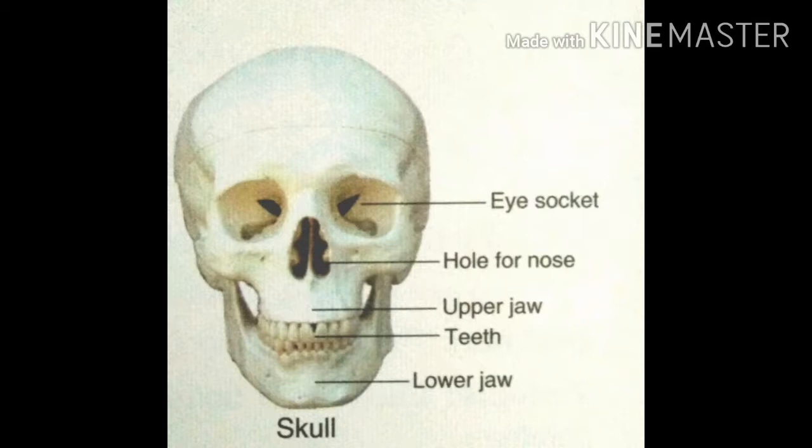Except the lower jaw. In the skull, we can move the lower jaw only. We cannot move the other bones. The skull protects the brain. The skull is a strong bony case that encloses and protects the brain.